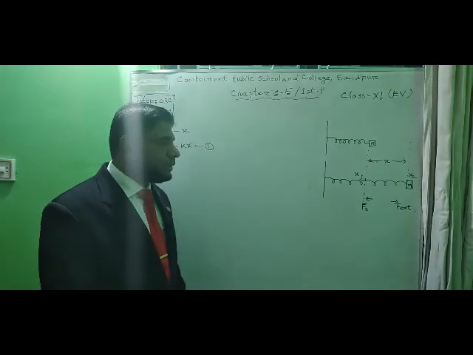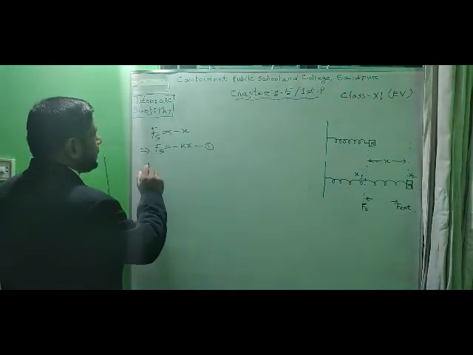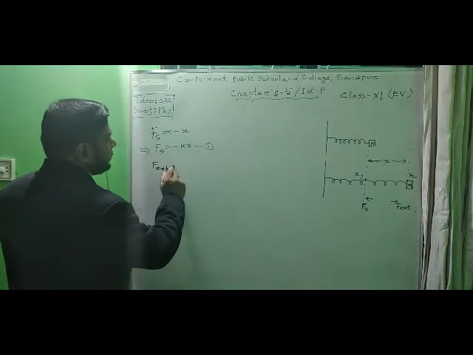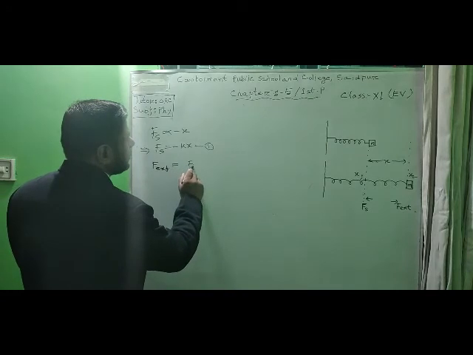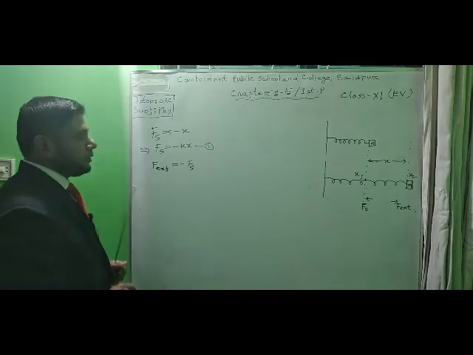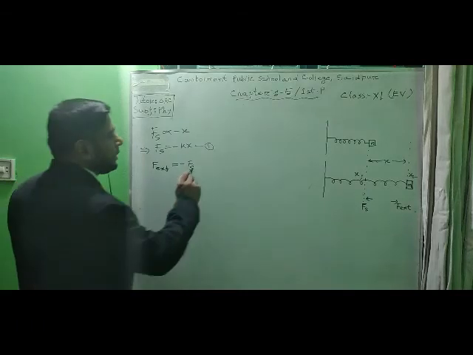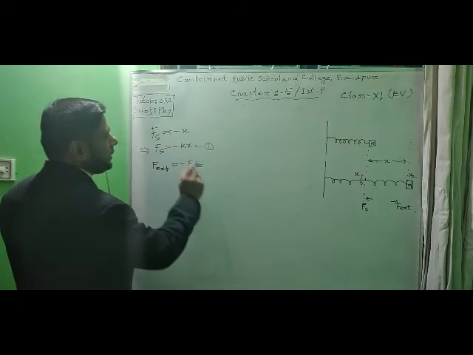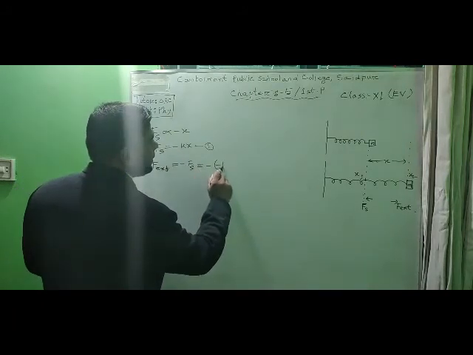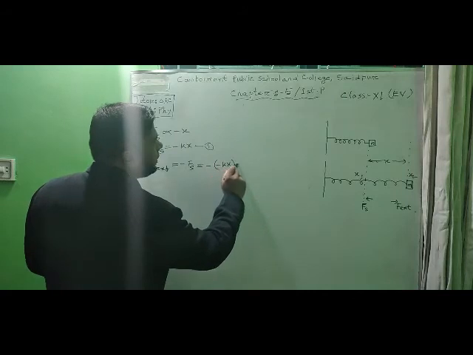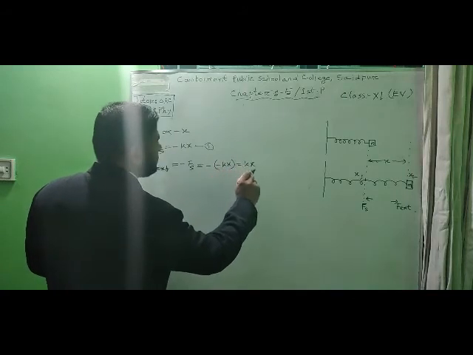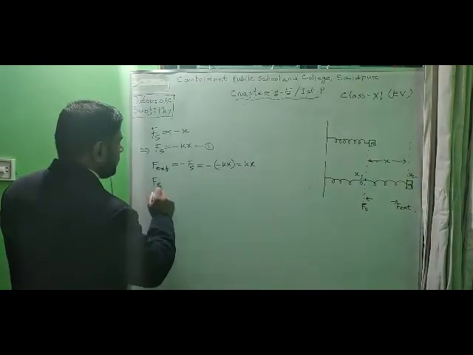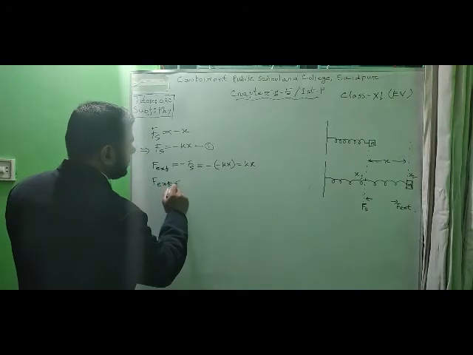So we can write in this way: the external force will be equal to the spring force but opposite in direction. This is why we put a minus sign here. Now we put the value of Fs, the spring force, minus kx, so the value will be plus kx. Finally we have got the value of the external force, kx.